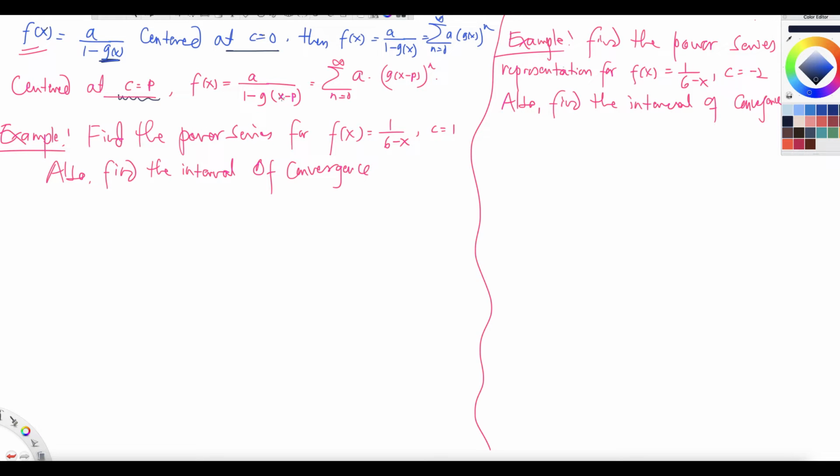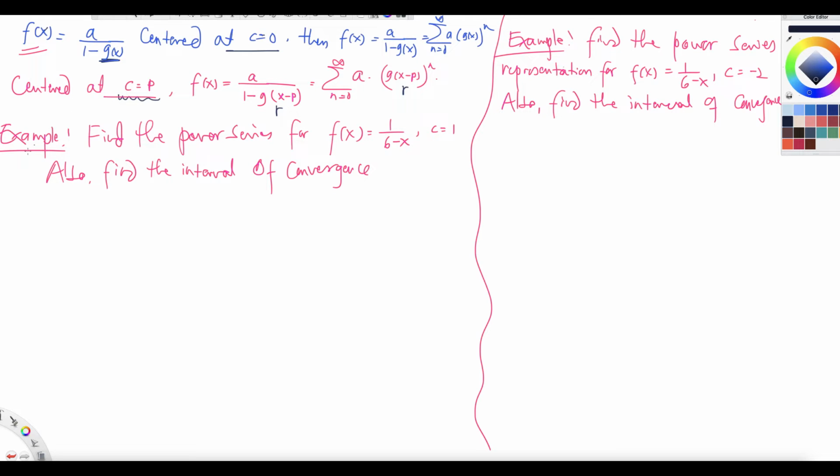If you write it that way, it is a over 1 minus r, so it will be the series from n equals 0 to infinity of a times r to the n. So that's the basic idea. And then you find the interval of convergence after you find that series format. Okay, let us see some examples.